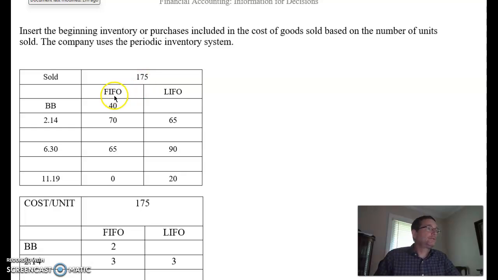So in FIFO, it says first in, first out. So we sell the first items. They're the first there. They're the first out. In LIFO, we sell the last items bought first. So last in, first out. We sell the last items bought first. FIFO, we sell the first items bought first.